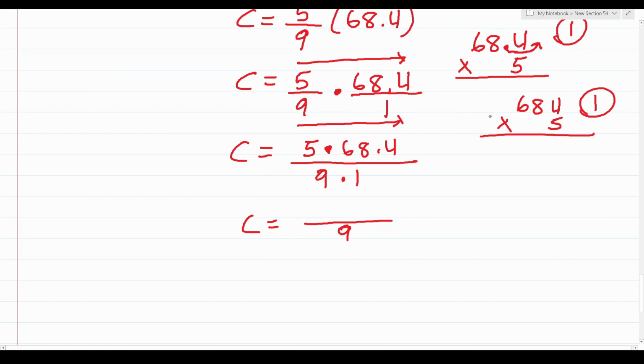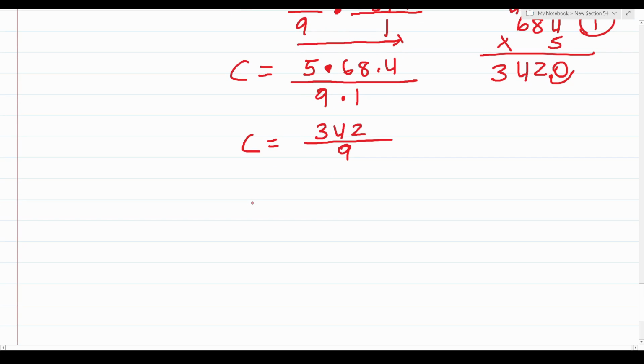All right, so let's do that. 5 times 4 is 20, so we'll drop down a 0 and carry a 2. 8 times 5 is 40, plus 2 is 42, so we'll drop down a 2 and carry a 4. 6 times 5 is 30, plus 4 is 34. Bring our 1 decimal back in. So this becomes 342 over 9. All right, and again, we're going to regard this fraction as the long division, which will enable us to convert this fraction into a decimal, which our answer is probably going to be given as.